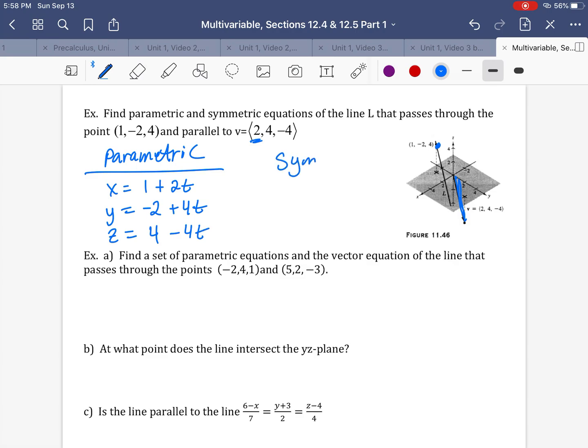All right, and then if I was doing symmetric, I can, in my mind, solve all these for t and just write that, or I could use my formula on the other page. I do x minus x1, so x minus 1 all over 2, equals y minus y1, which is -2, so it turns into y plus 2 over 4, equals z minus 4 all over -4. Okay, and so we're going to leave the rest of this for in class or next time, and that'll be it.